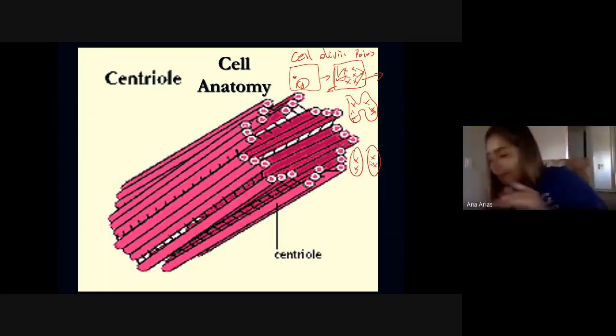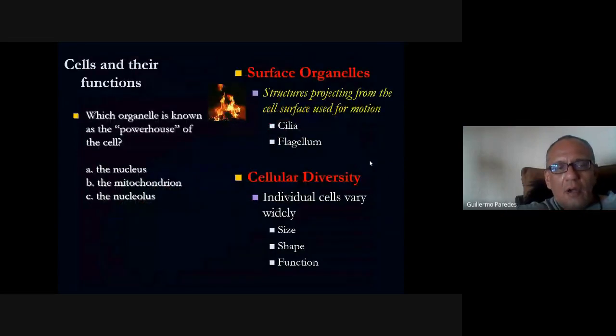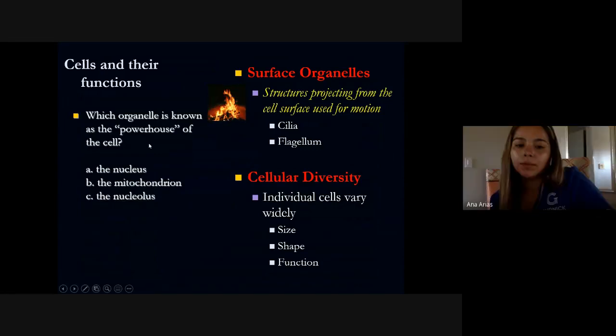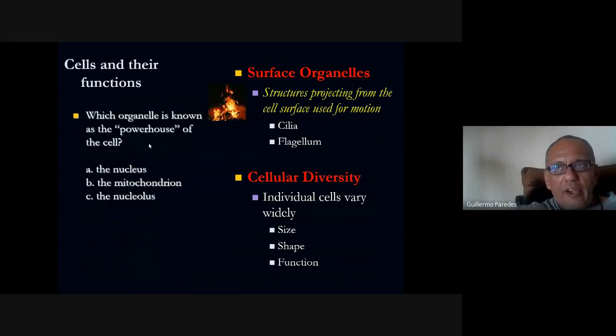Yes. Excellent. All right, so which organelle is known as a powerhouse? Who can tell me? Mitochondria. Excellent. Mitochondrium is not misspelled, so it's written in both ways. That's fine. That is the same.